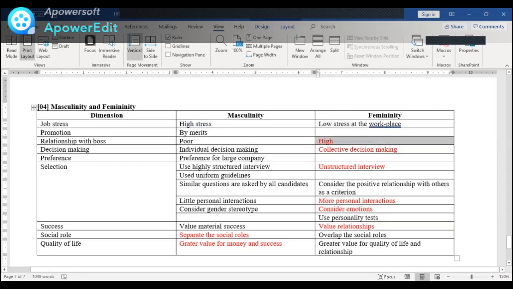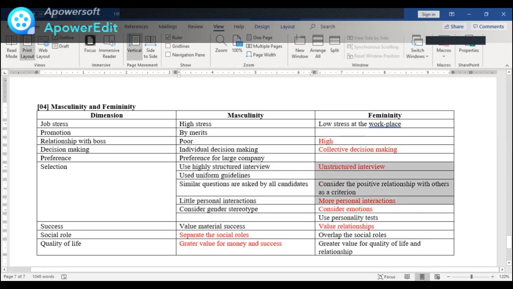Then decision making. Individual decision making is common in masculinity culture. Collective decision making is common in femininity culture. Preferences. Preference for large company in masculinity culture. Then selection. These are the features of selection in masculinity oriented culture. Use highly structured interview, use uniform guideline, similar questions are asked of all candidates, little personal interaction, consider gender stereotype.